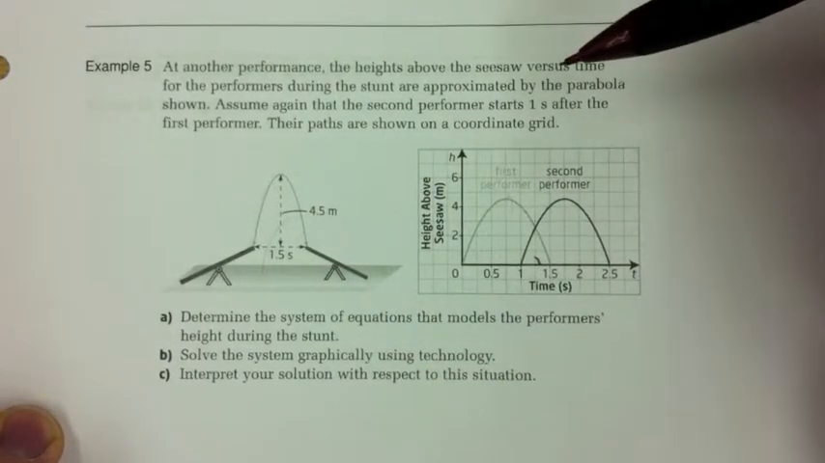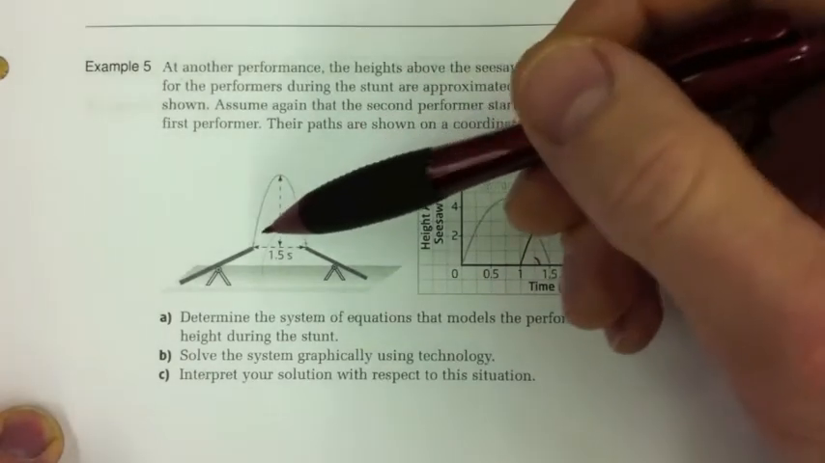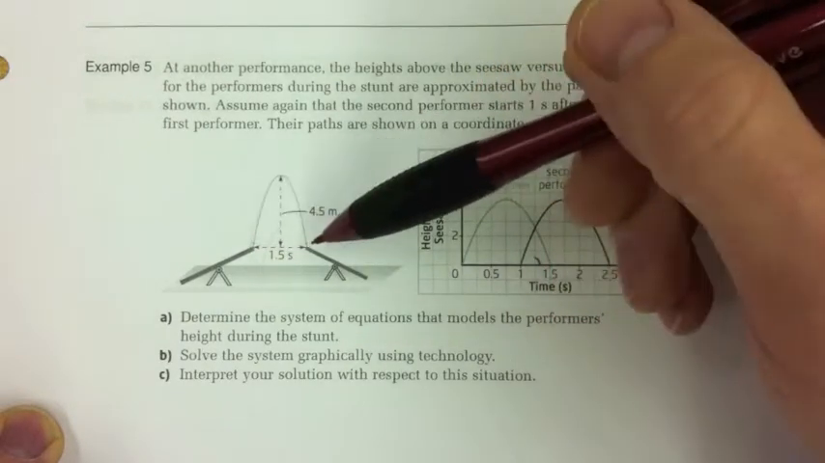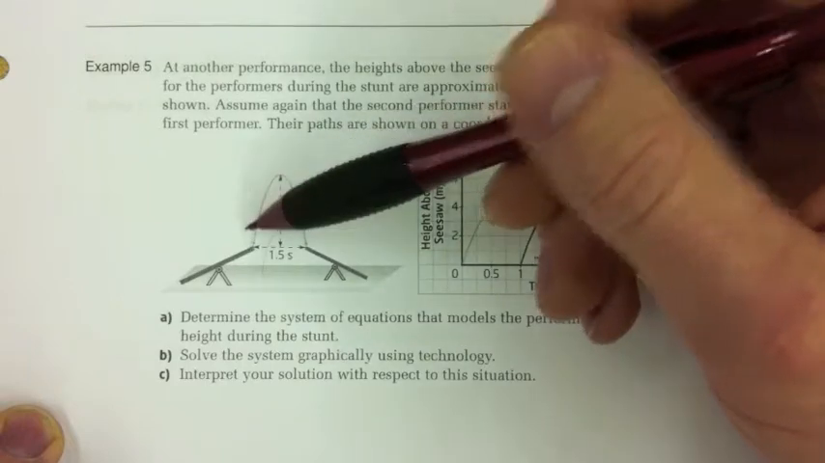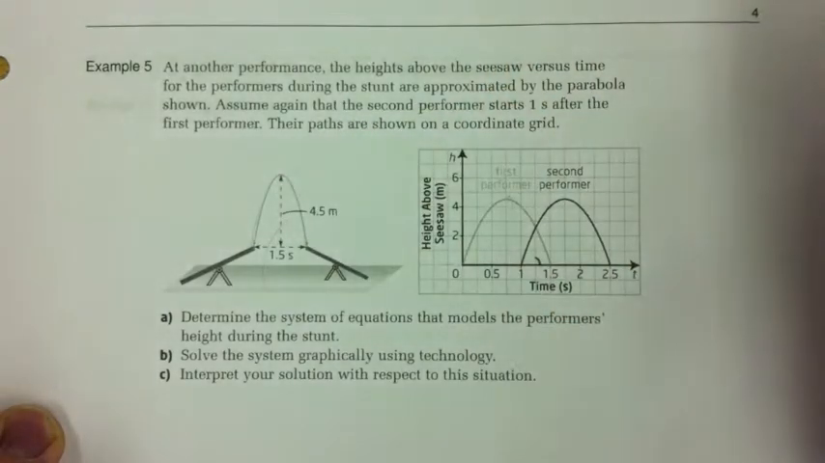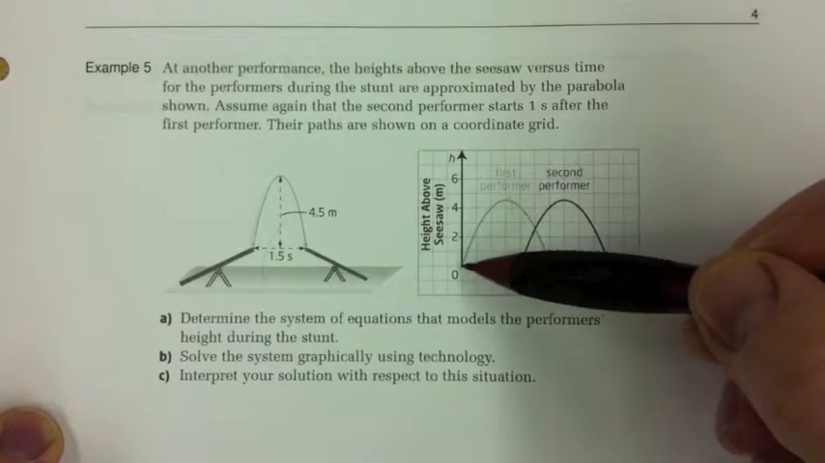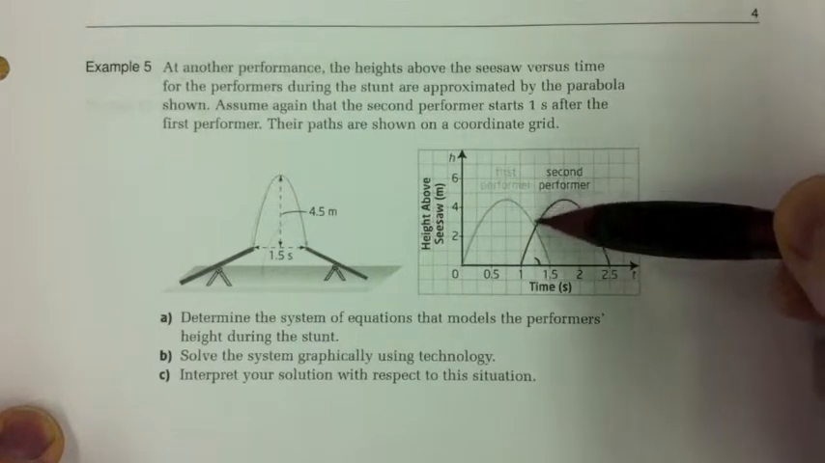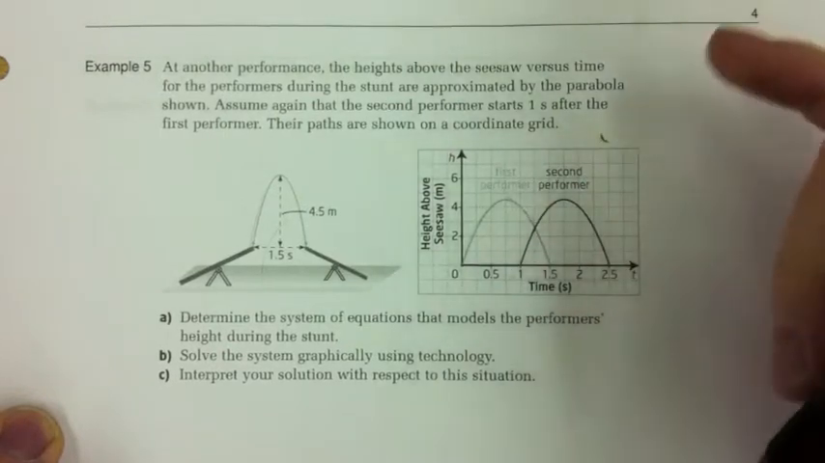We're going to assume that a second performer starts 1 second after the first performer. So we've got one getting launched here, a second later another guy's getting launched here, and they're going to switch positions. Their paths are shown on the coordinate grid. So the first performer gets launched, and then the second performer gets launched. You notice they're going to cross paths at some point.